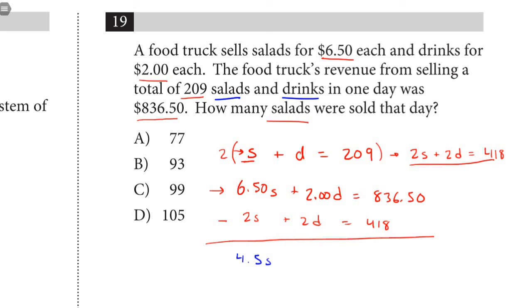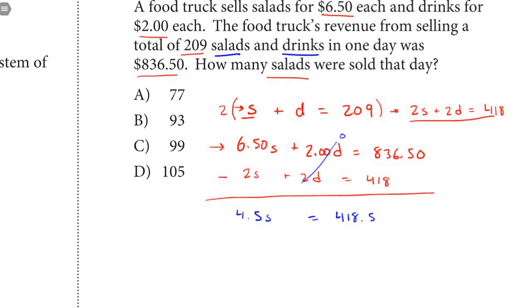4.5S, and 2D minus 2D, well, that's just 0. So I got rid of that. And that is equal to 836.5 minus 418. That just gives me 418.5. And see how much better my life is? Now I have my variable S, which is salads, which is what I want to know, and I can solve for that easily by doing 418.5 divided by 4.5, which gives us 93. So they sold 93 total salads that day.